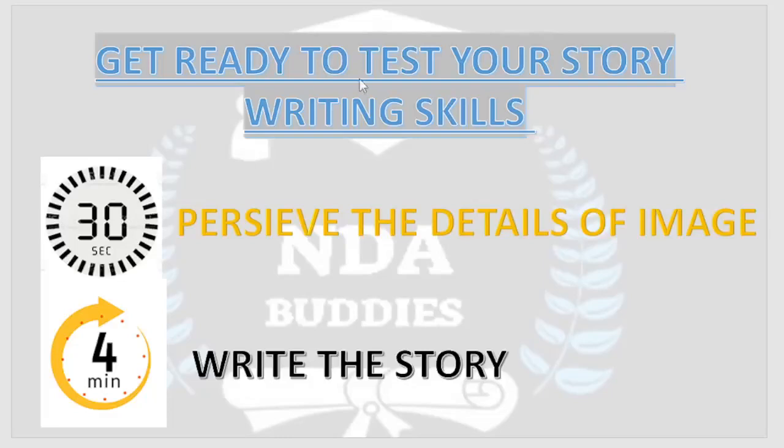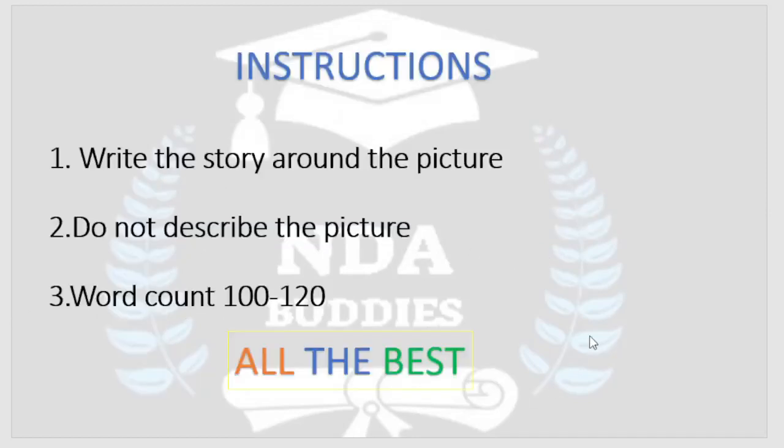Today we are here with the self-test series for story writing. In this, you will be shown a picture for 30 seconds from which you will perceive some details, and then in the given time of 4 minutes you have to write the story. The instructions for the test are: write the story around the picture, do not describe the picture, and the word limit is 100 to 120 words. So get ready, and all the best for the exam.